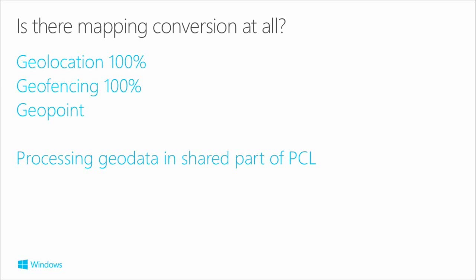Well, yes, there is. The geolocation API is 100% converged. So in the demos, when we're doing that geolocation, we're doing it one time and then sending the information out to the two different applications. Geofencing is 100% converged. You're using the same geofencing types and the same geofencing APIs in Windows Phone as you are in Windows. And this sample you showed, which we're making available, has a Windows 8 head on it as well, hasn't it?